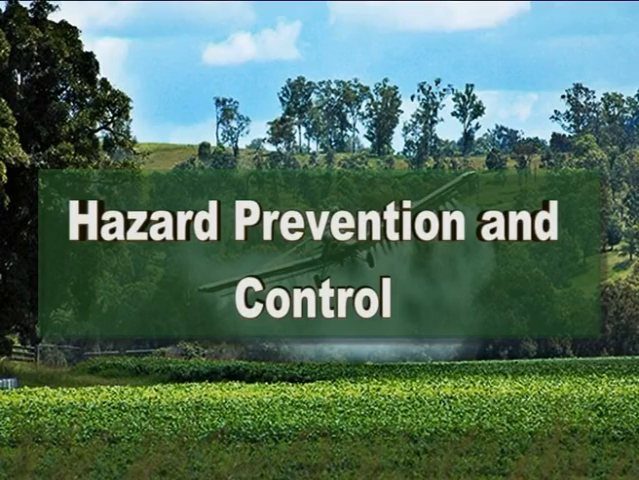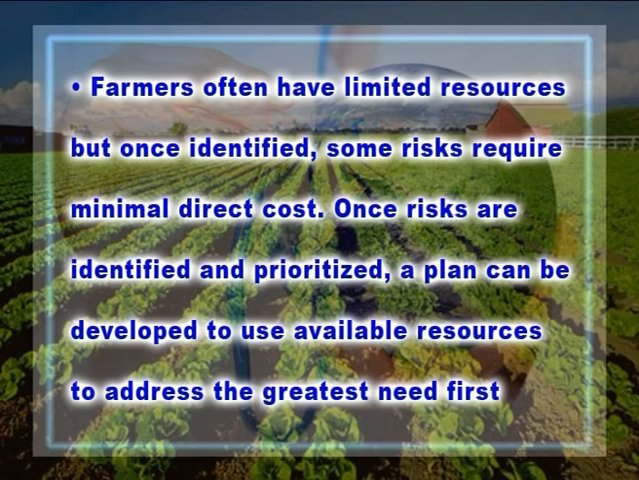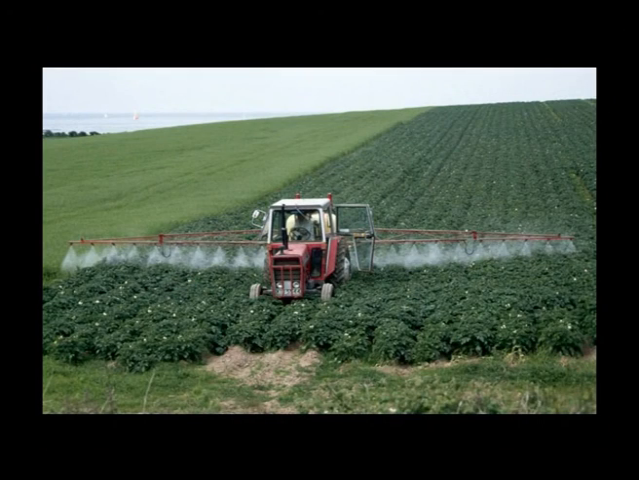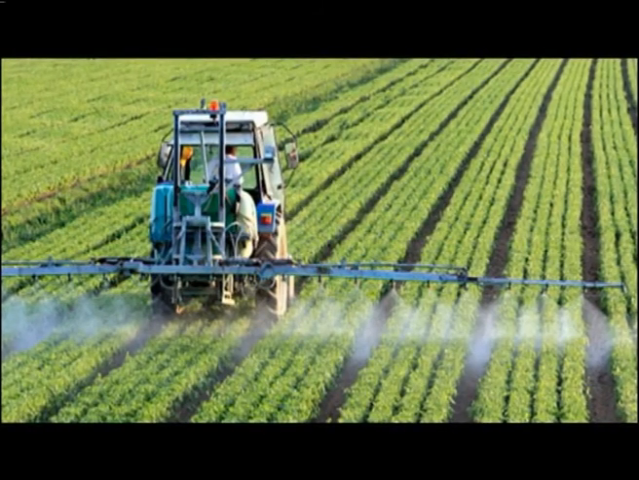Hazard prevention and control. Farmers often have limited resources, but once identified, some risks require minimal direct cost. Once risks are identified and prioritized, a plan can be developed to use available resources to address the greatest need first. Ideally, the aim is to eliminate hazards, but often that is not practical. However, the farmer can make sure, for example, that machinery has adequate guards and that personal protection equipment is readily available for essential risk reduction activities such as noise and dust exposure.